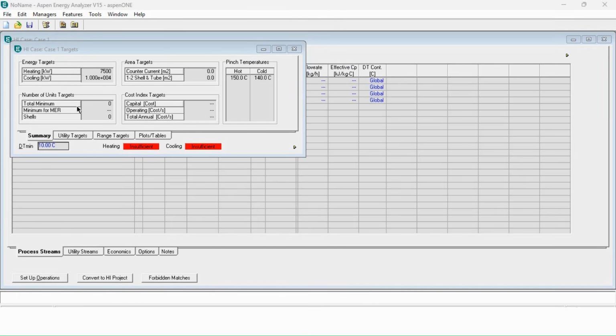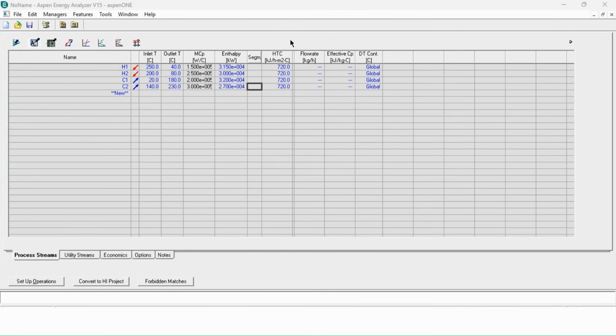If we open the targets, we can see that for delta T minimum of 10 degrees centigrade, the heating requirement is 7500 kilowatt, while that of the cooling requirement is 10,000 kilowatt. The hot pinch temperature is 150 degrees centigrade, while the cold pinch temperature is 140 degrees centigrade. The heating and cooling are definitely insufficient because we have not yet added the utility streams.